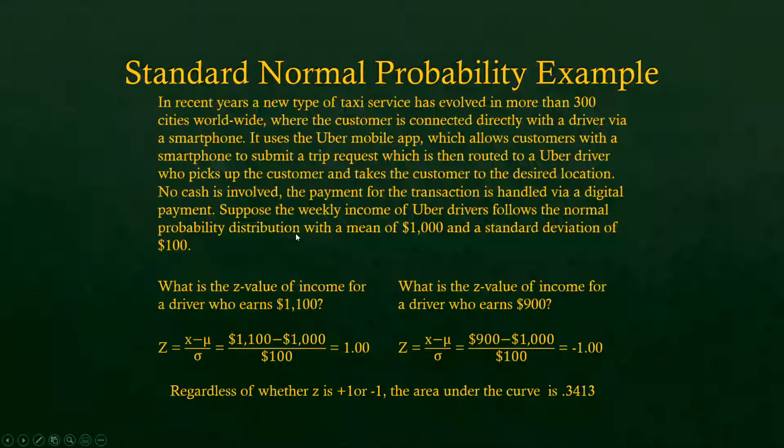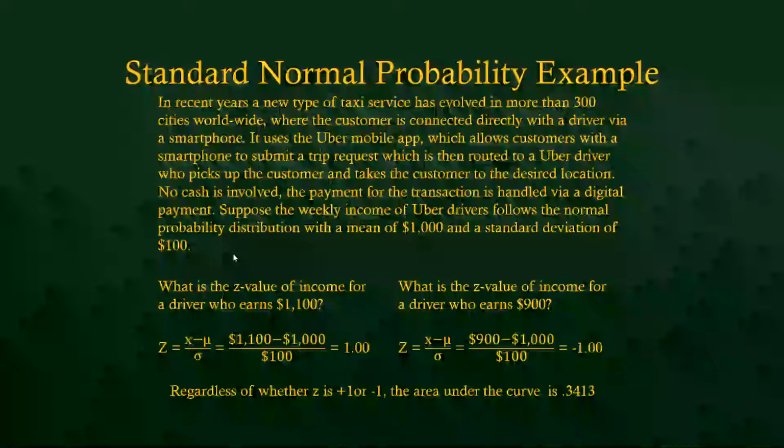Okay, so let's take a look at another example. In recent years, a new type of taxi service has evolved in more than 300 cities worldwide, where the customer is connected directly with the driver via smartphone, e.g. Uber. Okay, so let's keep skipping down. You guys know what this is. Uber drivers follow a normal probability distribution with a mean of 1,000 and a standard deviation of 100.